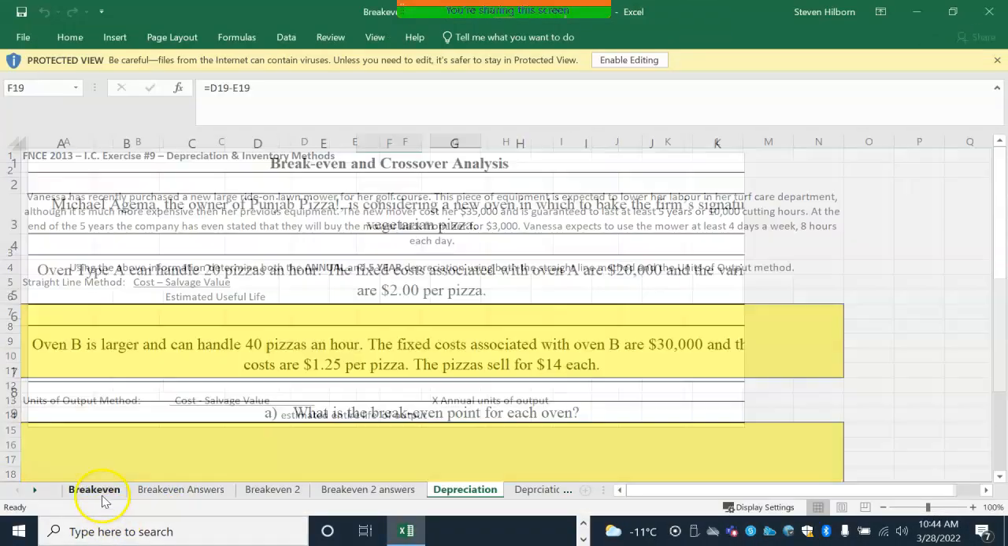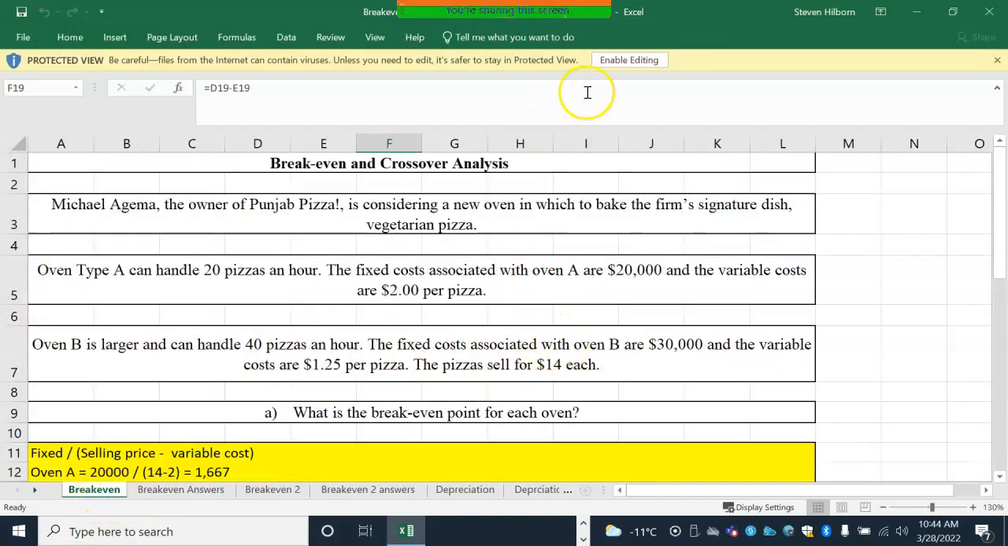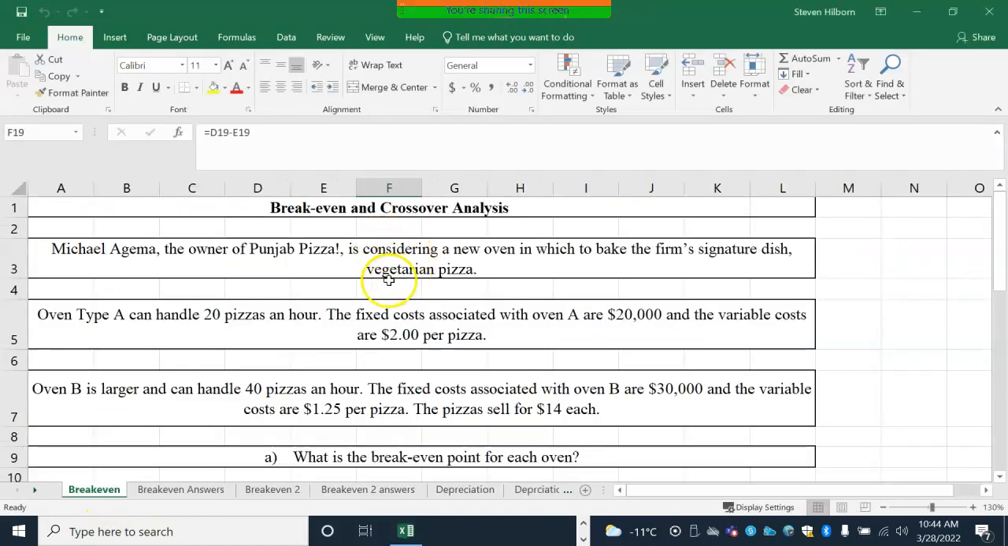Okay. So I have a bunch of different examples here for you, so I hope that'll help. The first one here is Michael Agama, the owner of Punjab Pizza, is considering a new oven in which to bake the firm's signature dish, a vegetarian pizza.